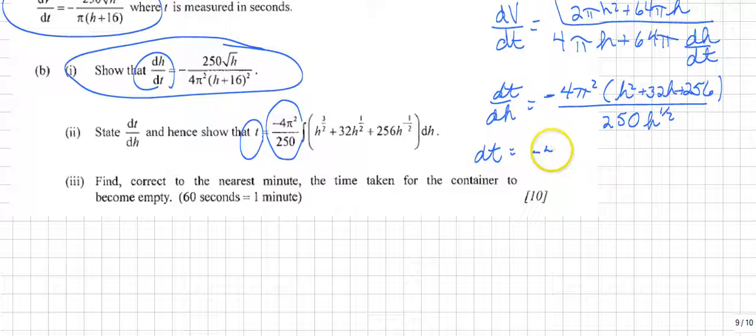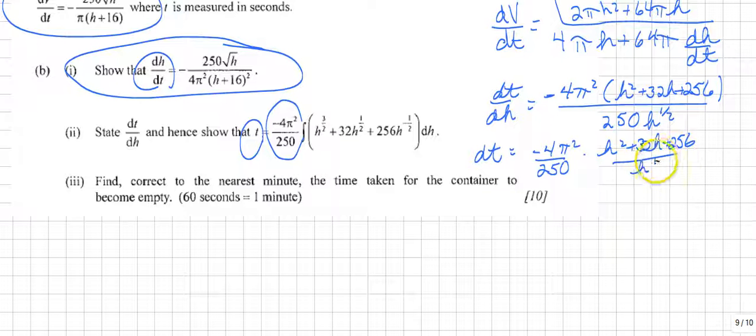And I've got negative 4 pi squared over 250. I'm just going to go ahead and separate that. And then h squared plus 32h plus 256 all over h to the 1/2, and that is when I multiply both sides by dh. All right, so if I'm trying to solve for t, all I have to do is integrate both sides because I've separated the variables. If I integrate dt, I'm going to get t.